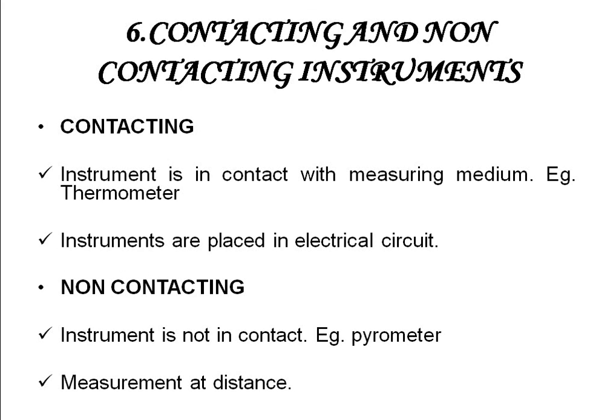When coming into the contacting and non-contacting, it's a very simple one. The best example is temperature measurement. When we are going to make use of the thermometer, we will have the thermometer in contact with the measuring medium. Whereas when you consider the pyrometer, the instrument need not be in contact, so we can measure the temperature by placing the pyrometer even at a distance.